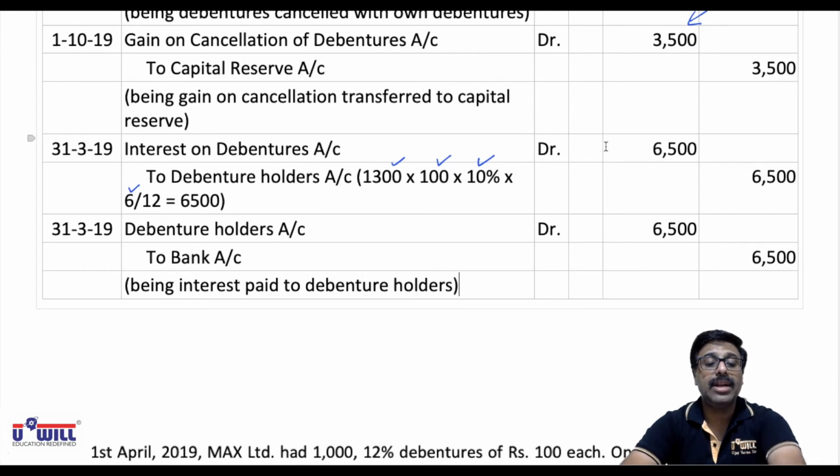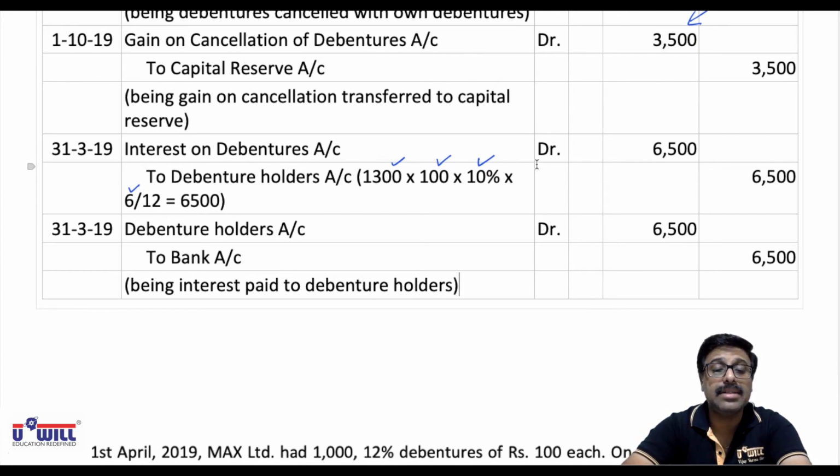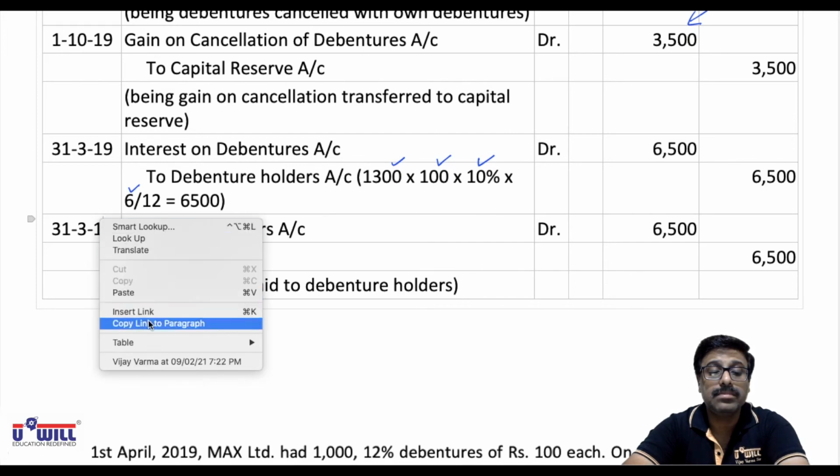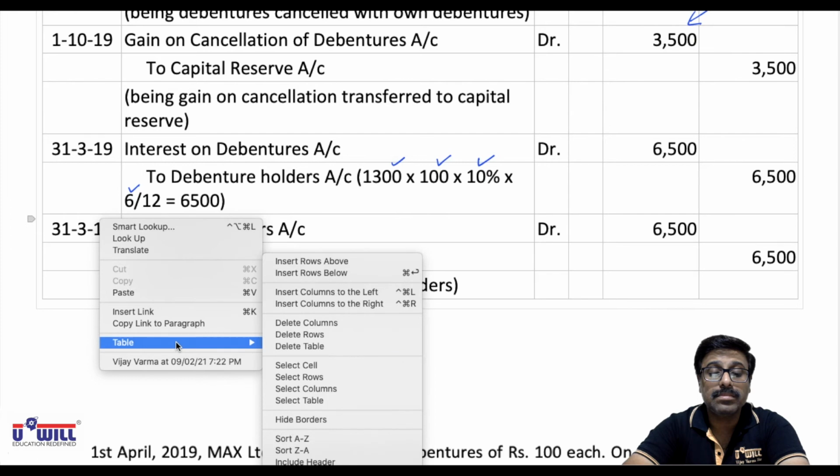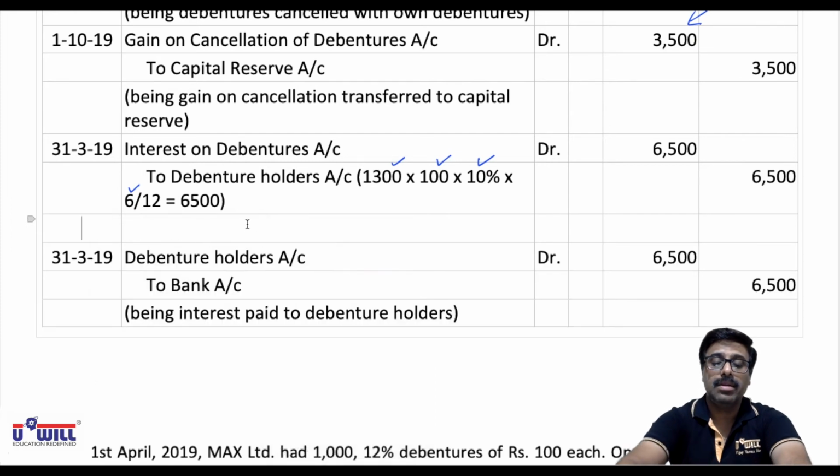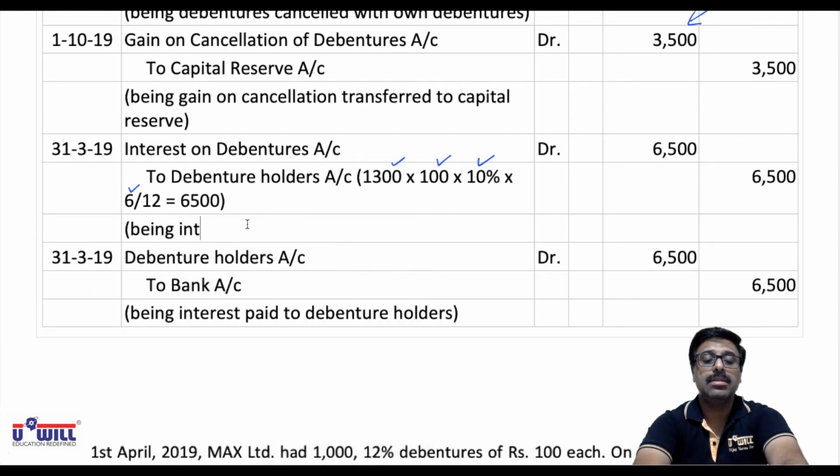Okay, here I forgot to write the narration. Here the narration would come as being interest due on debentures.